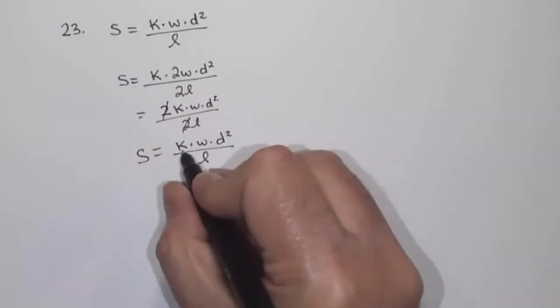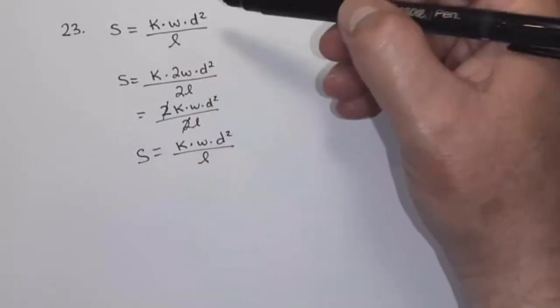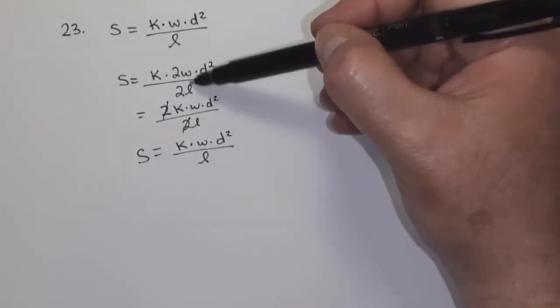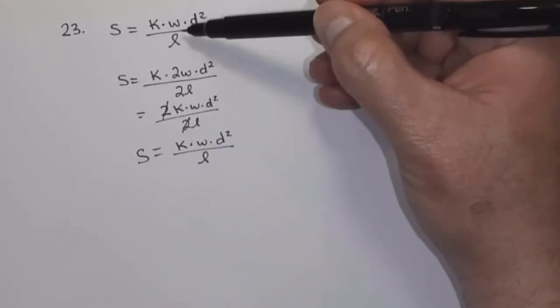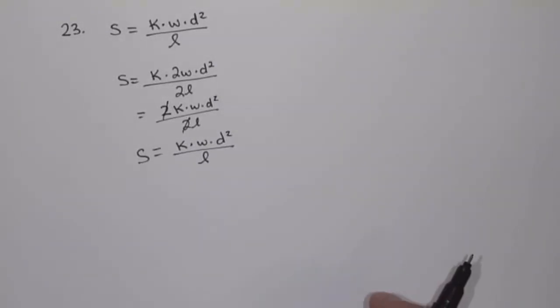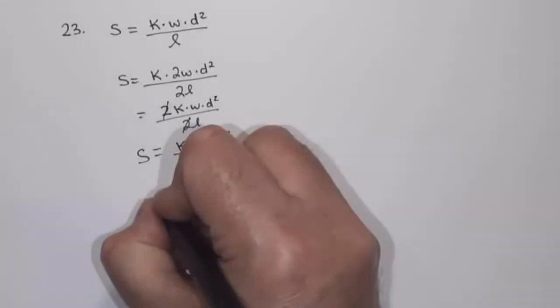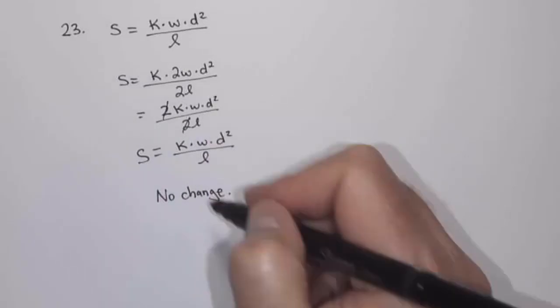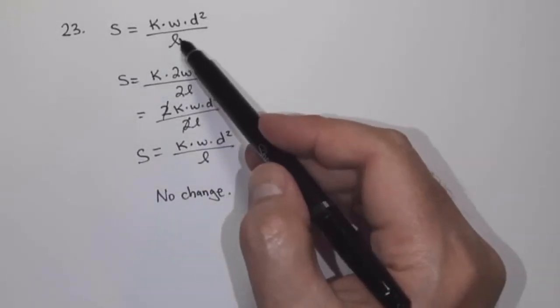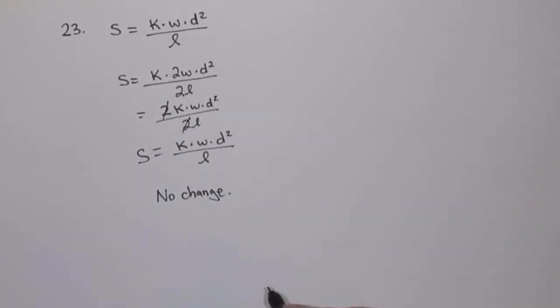So the strength would be the same thing if the width and the length were doubled, because the 2's divide out. The strength's going to be the exact same as if they weren't doubled. So the question is, how would the strength of the beam change if the width and length were doubled? And the answer is there would be no change. The strength of the beam would not change at all if the width and the length are doubled. We would still have the exact same strength. That concludes number 23, and that concludes all of the solutions for our review. Good luck on the test.